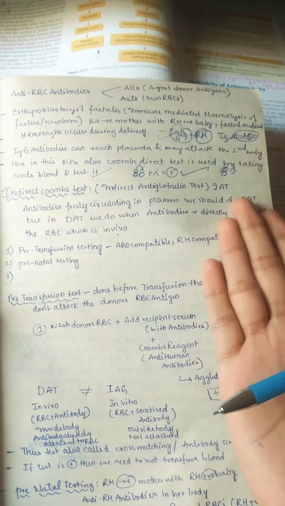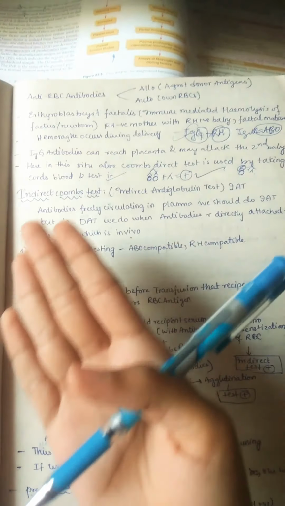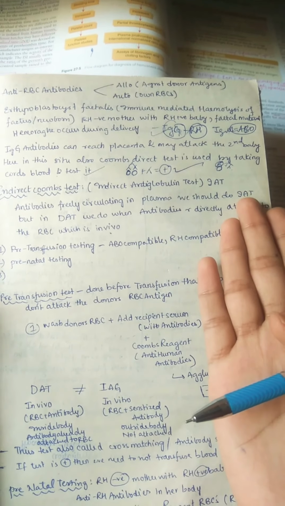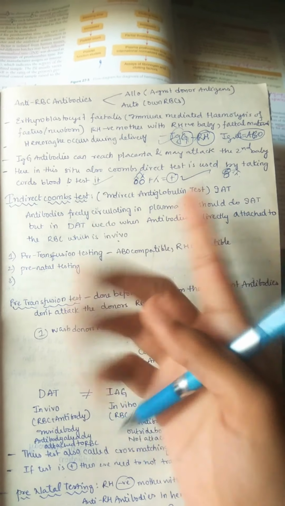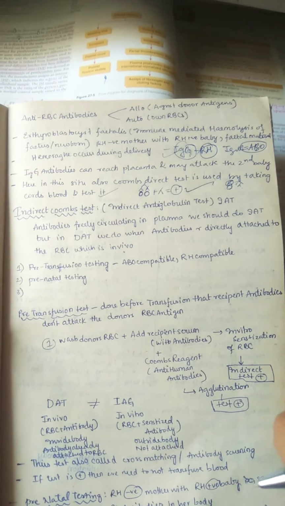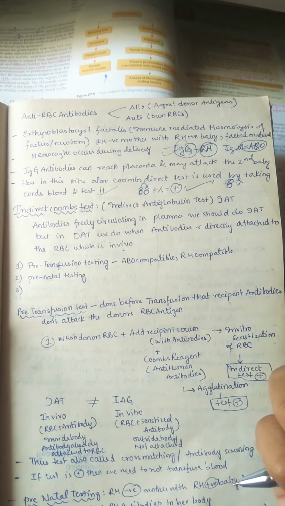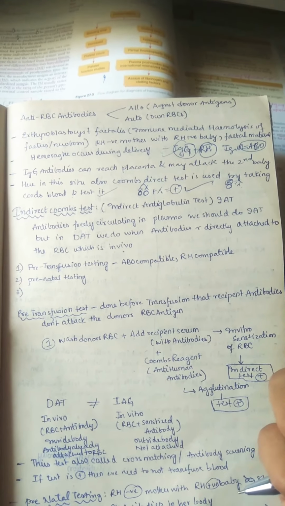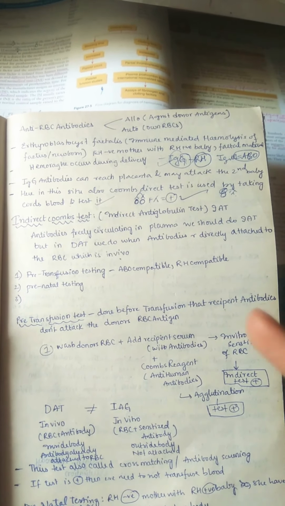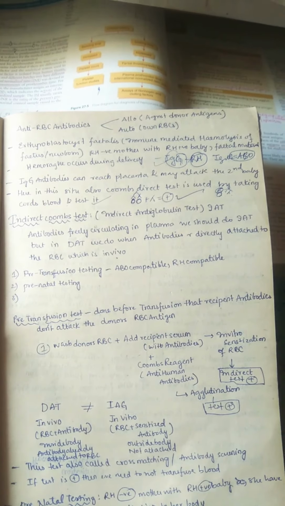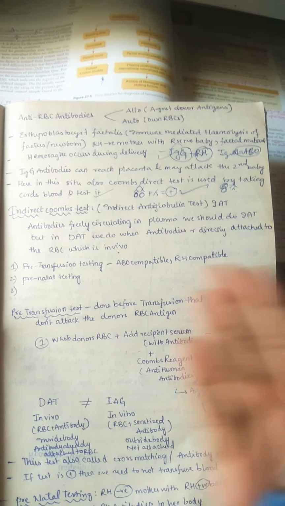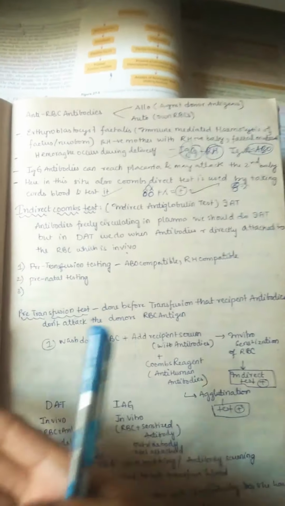The indirect anti-globulin test is also short-formed as IAT. Here the antibodies are freely circulating in the plasma, and only if they are freely circulating in plasma should we do this. For example, as we were saying, the donor's antibody will not attack the recipient's antigen. That's what we were talking about before, because they are freely flowing in the plasma. So that example comes here in the case of the indirect Coombs test.